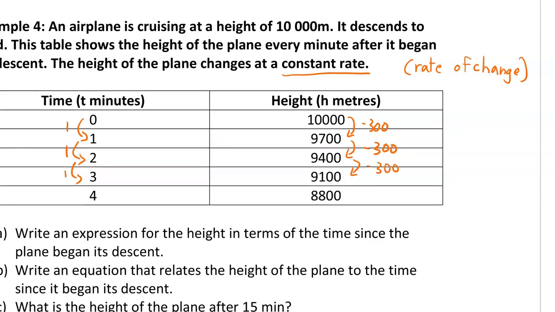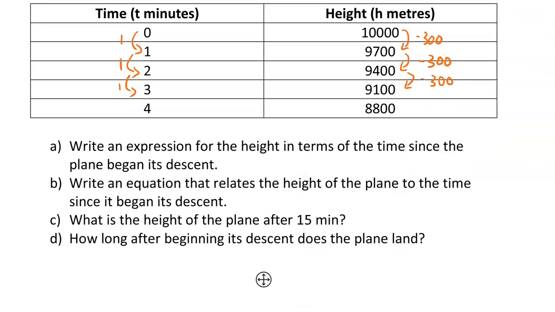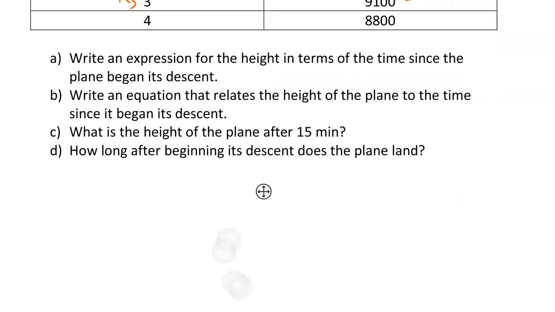With this information, we can now complete the questions that are at the bottom. The first one is write an expression for the height in terms of the time since the plane began its descent. So, for A, we want to write an expression. Now, an expression is different than an equation. An expression does not have an equal sign. So when we're writing this out, we're not going to be writing h equals or y equals. We're just going to be writing out what is happening.